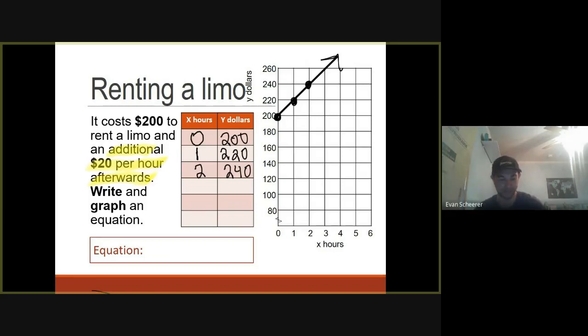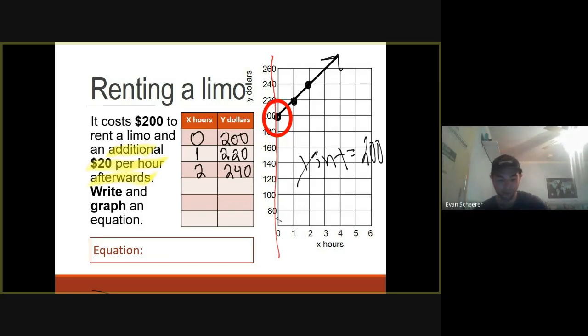Now let's write it. So a few important parts. One important part right here. You guys see that important part? That is the y-intercept. So that means the y-intercept, since it's at 0, right? Since it's on this line right here, the y-intercept is going to be 200, right? 200. The y-intercept is 200.